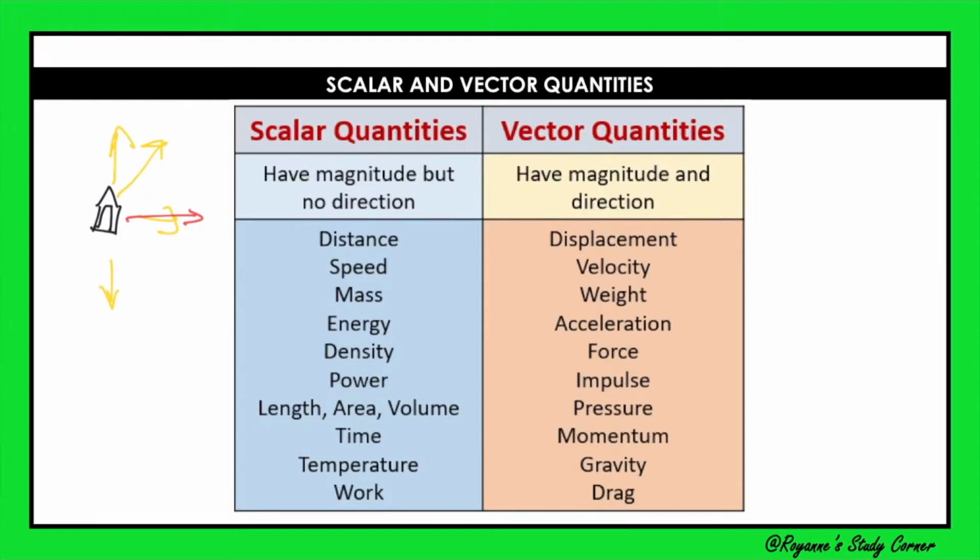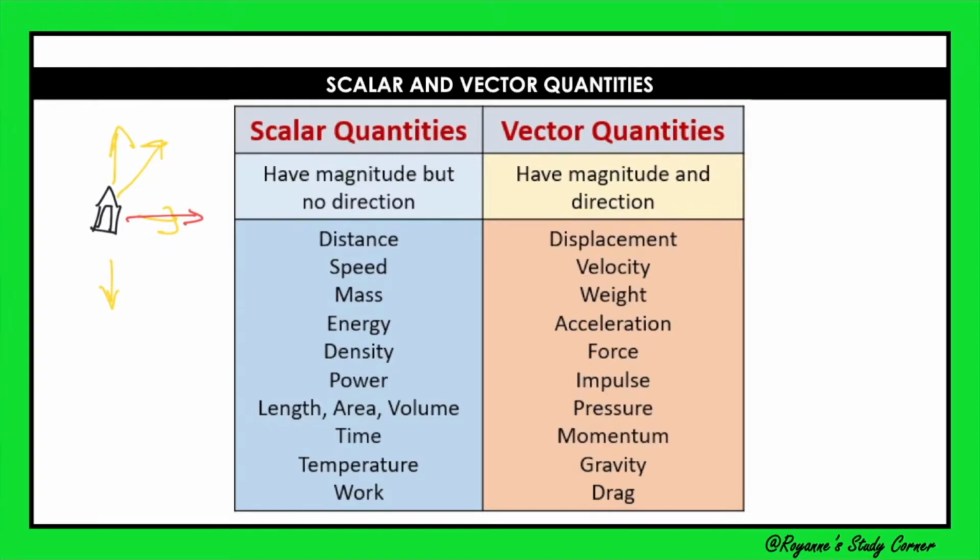So we see it's the same quantities that we're used to. It's the same numbers that we're used to dealing with. We just have to understand that once direction is involved, it means it's a vector quantity. So a scalar quantity is a quantity that has magnitude but no direction, and a vector quantity is a quantity that has both magnitude and direction.